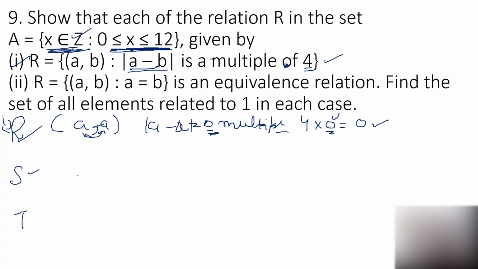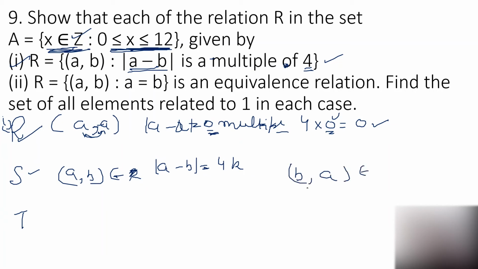Next is symmetric. If we take any of the numbers, let us consider (A, B) belongs to R. It means A minus B is equal to 4k. Can we say that (B, A) is also related? Yes, it's true. Why? Because B minus A is equal to minus 4k, which is also a multiple of 4. Hence, it is also symmetric.